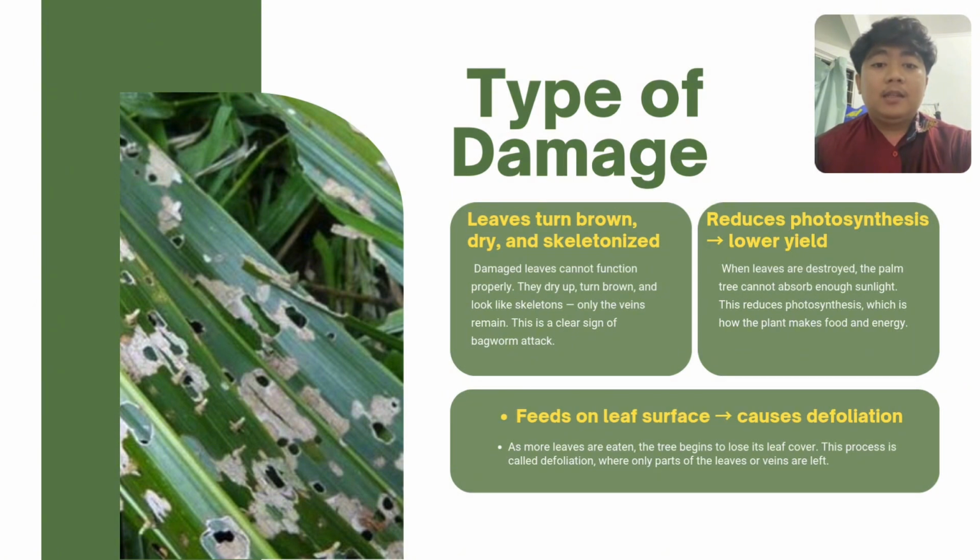Lastly, this leads to a bigger problem. It reduces photosynthesis. Photosynthesis is how the tree produces food using sunlight. So if the leaves are damaged, the palm tree cannot absorb enough sunlight and this causes a drop in oil yield. If no action is taken, the damage can get worse over time and severely affect the productivity of the plantation.